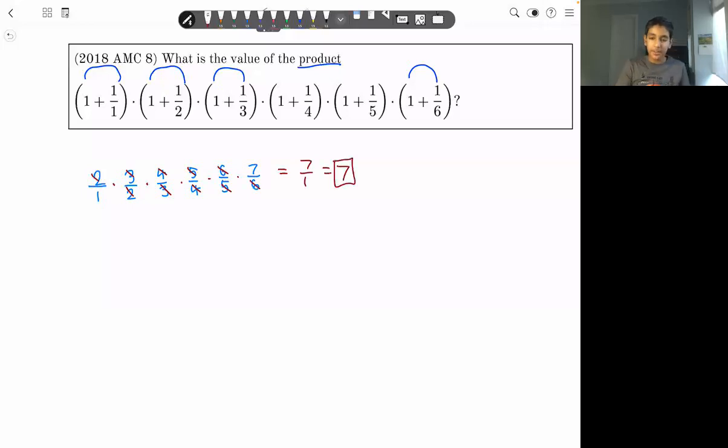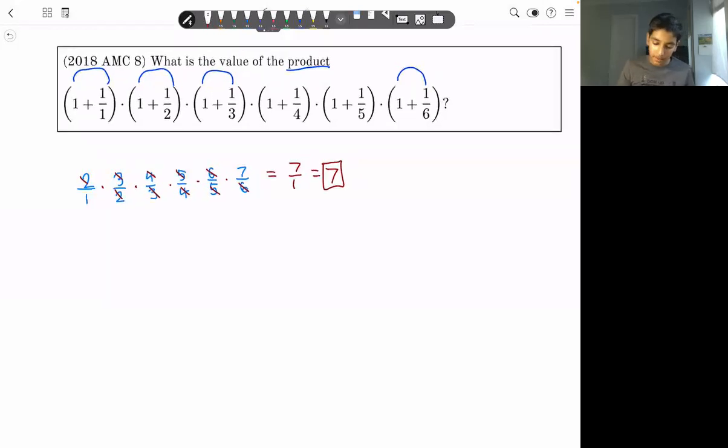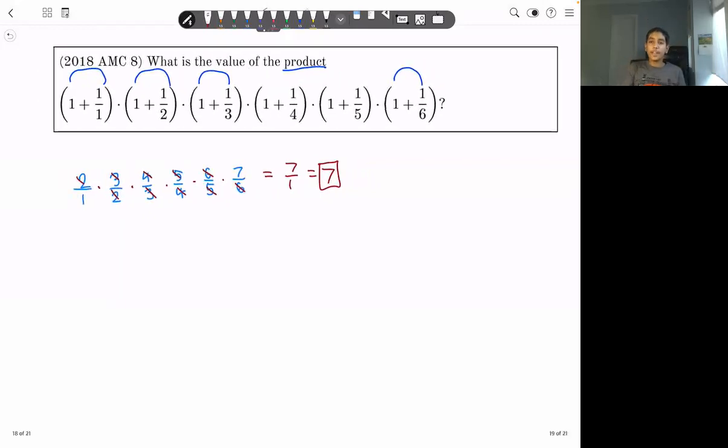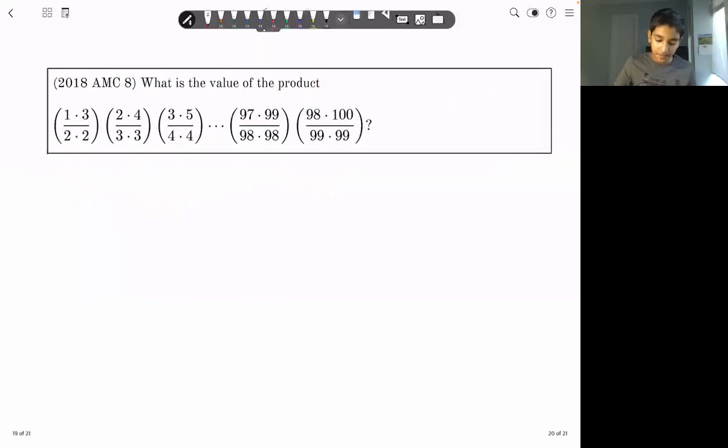And imagine how much easier this method is than expanding this out in the brute force manner. So this trick is really cool, and it can be used in even more complicated problems. So now we're going to move on to the last problem. Actually, before we move on, are there any questions on this problem, or this technique, telescoping, in general?